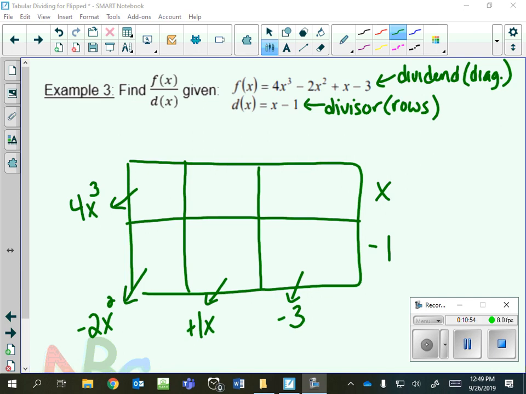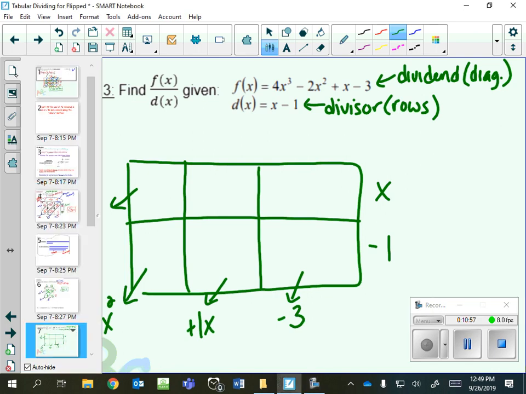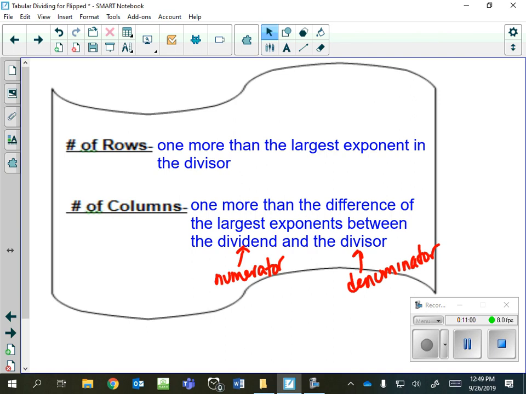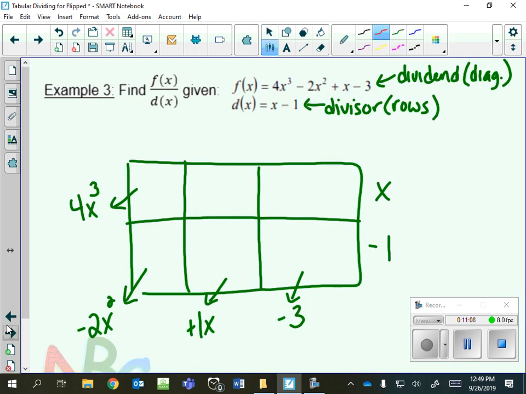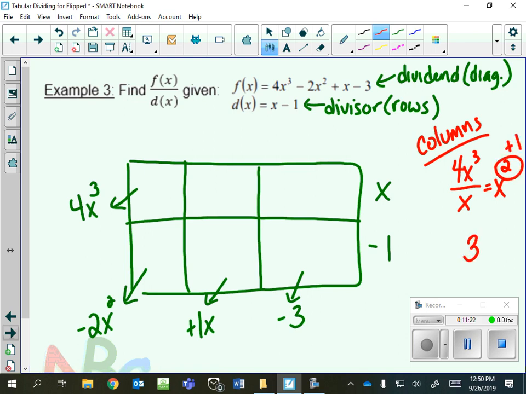So I need to have 4 columns. If I'm going by the rule that we talked about before in terms of determining columns and rows, my columns is 1 more than the difference of the largest exponent in the dividend and the divisor. So to determine the columns, I have a 4x cubed divided by x, which means I'm going to get an x squared term. So this number plus 1 gives me my column. So I need 3 columns. Okay? If you have it set up correctly, pause again, try the dividing on your own, and then check your work.